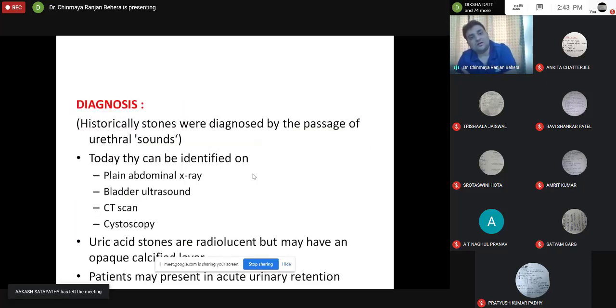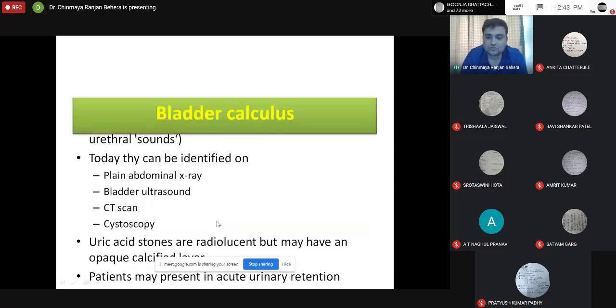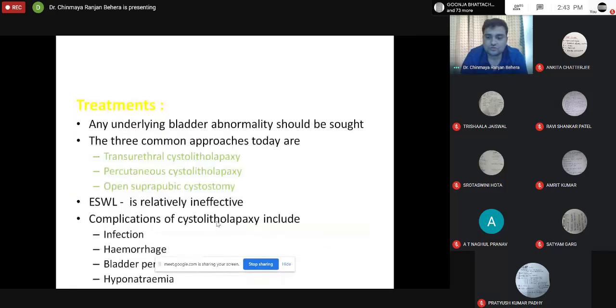So the diagnostic tools you have are a plain X-ray, what you saw right now, and then bladder ultrasound, CT scan, and you can do a cystoscopy to diagnose these cases. The treatment options you have are basically three: transurethral cystolitholapaxy, percutaneous cystolitholapaxy, and open suprapubic cystostomy.